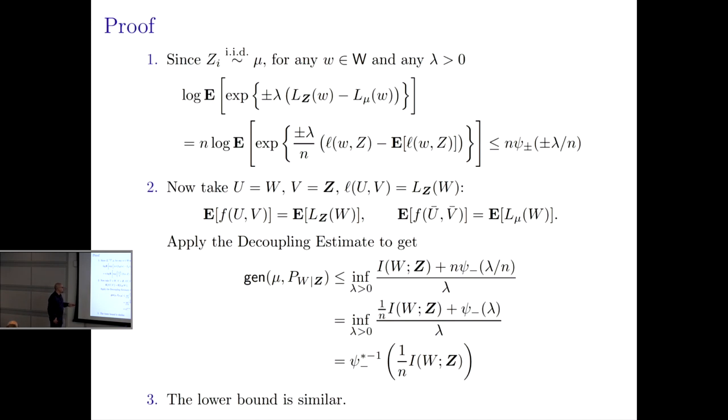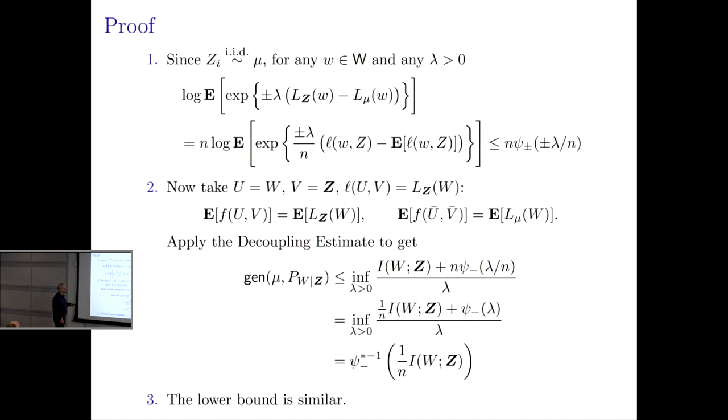And now we're going to apply the decoupling estimate to the following things. Our U is going to be W, the hypothesis. V is going to be this training data. And L of U, V is going to be the empirical loss. So the expectation of when the algorithm actually is trained on Z, this is the expected value of the empirical loss. When I take an independent copy of Z, this is the expected population loss. You see that that's right here. And you apply the decoupling estimate and get an upper bound on the generalization, and end up with this.